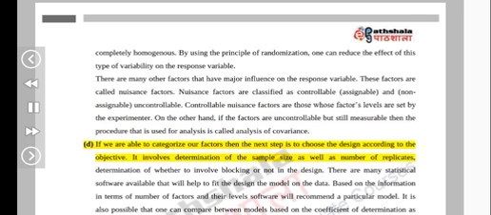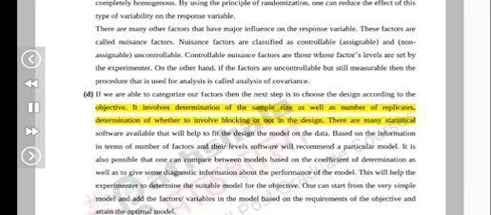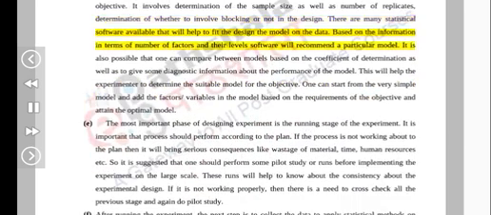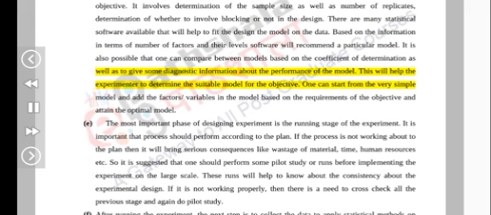D. If we are able to categorize our factors, then the next step is to choose the design according to the objective. It involves determination of the sample size as well as the number of replicates, and determination of whether to involve blocking or not in the design. There are many statistical software packages available that will help to fit the model on the data. Based on the information in terms of number of factors and their levels, software will recommend a particular model. It is also possible to compare models based on the coefficient of determination, as well as to give some diagnostic information about the performance of the model. This will help the experimenter to determine the suitable model for the objective.